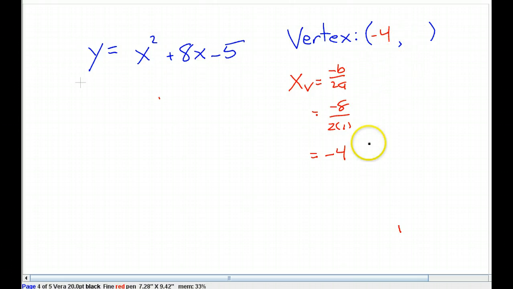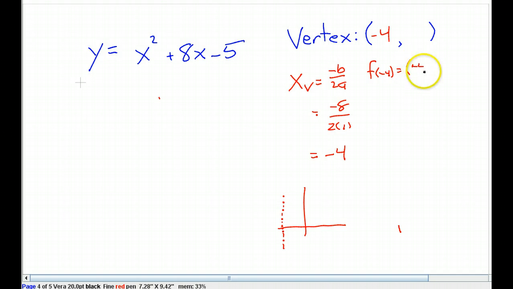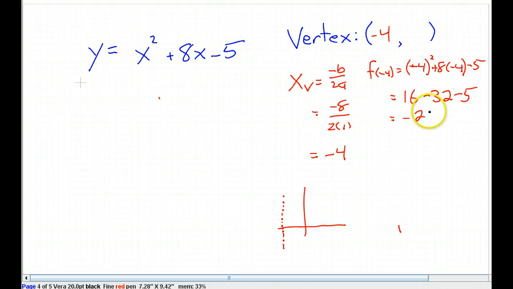Still need to find the y value. We just know that if we were graphing right now, the vertex is somewhere on x equals negative 4, somewhere on this nice vertical line. So f of negative 4 would be negative 4 squared plus 8 times negative 4 minus 5. So we get 16 minus 32 minus 5, which equals negative 21. So it's really somewhere way down below.